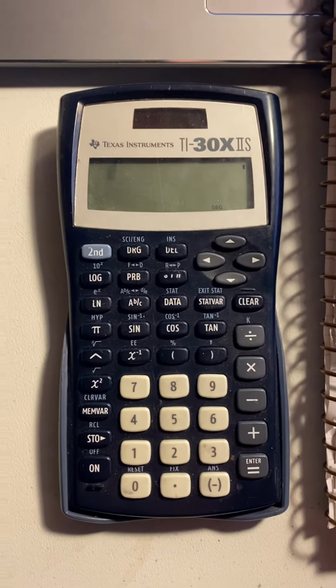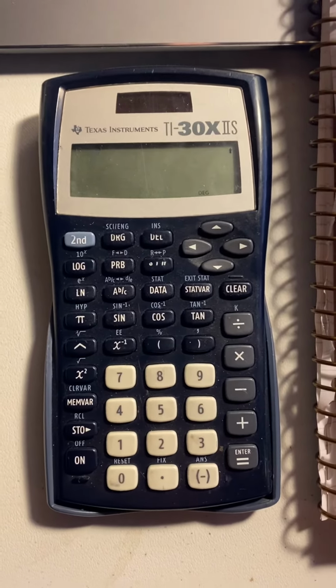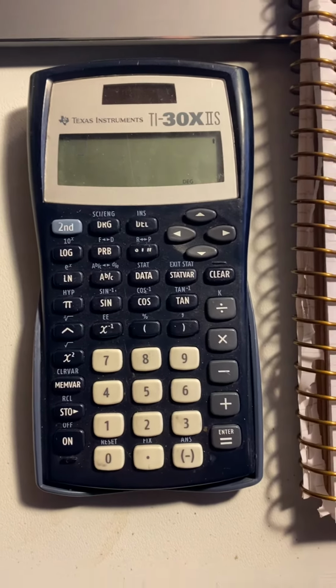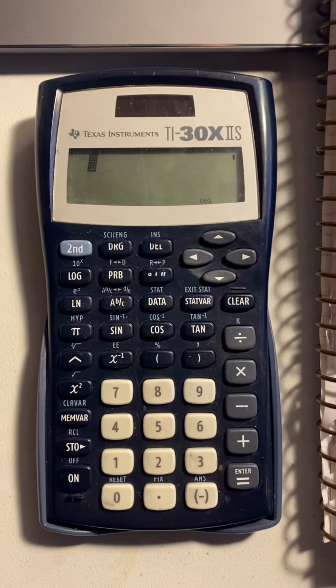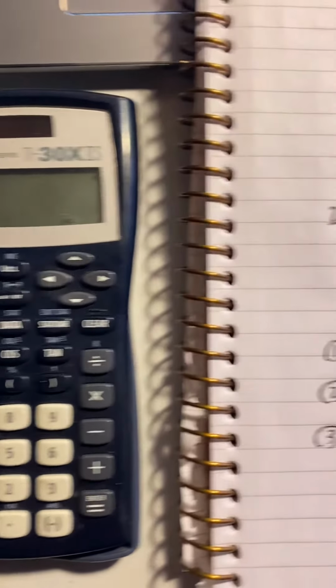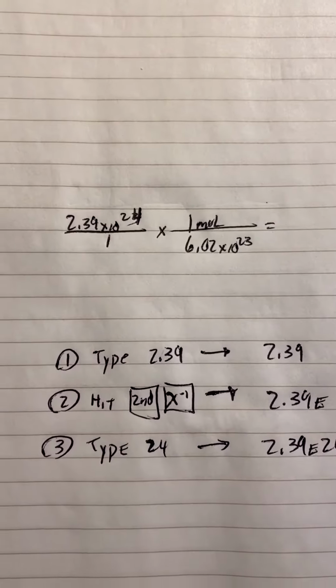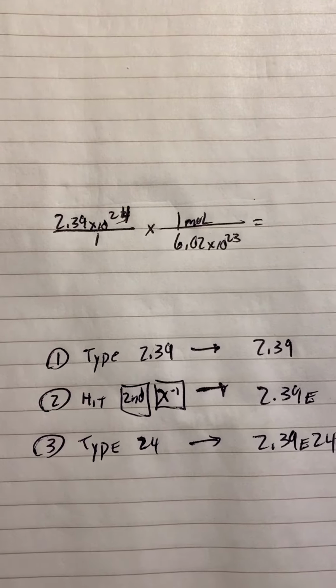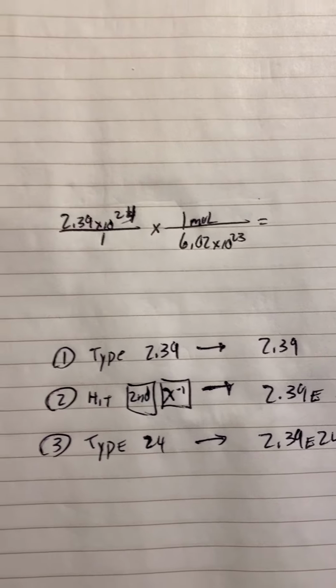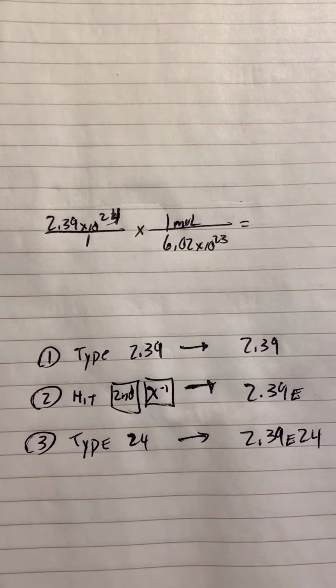Hello, and today I'm going to walk you through the steps to use this particular calculator, the TI-30X, to type numbers in scientific notation. So here we have a problem, which is 2.39 times 10 to the 24th times 1 over 6.02 times 10 to the 23rd. So the first thing that we should do is type 2.39.